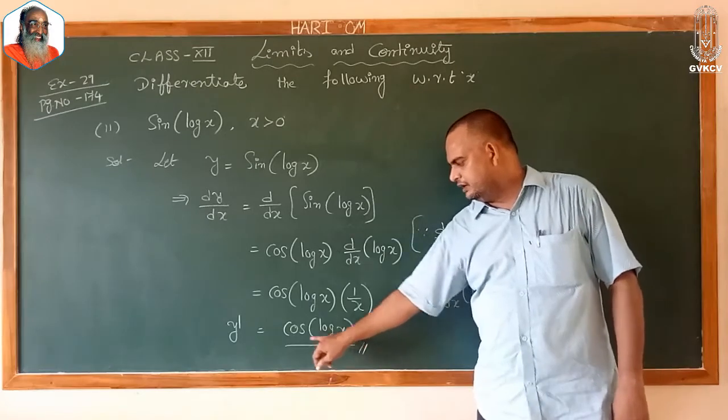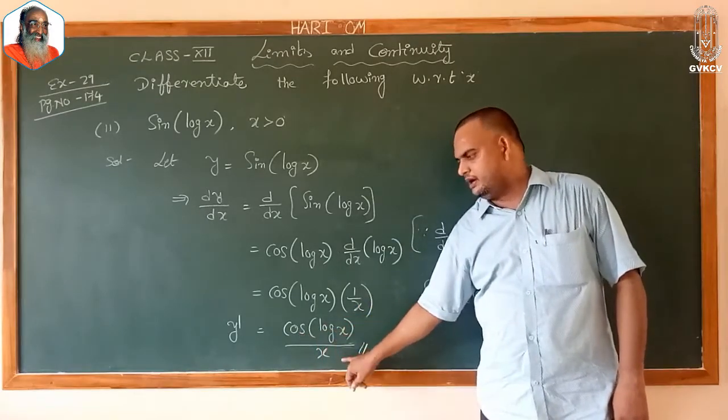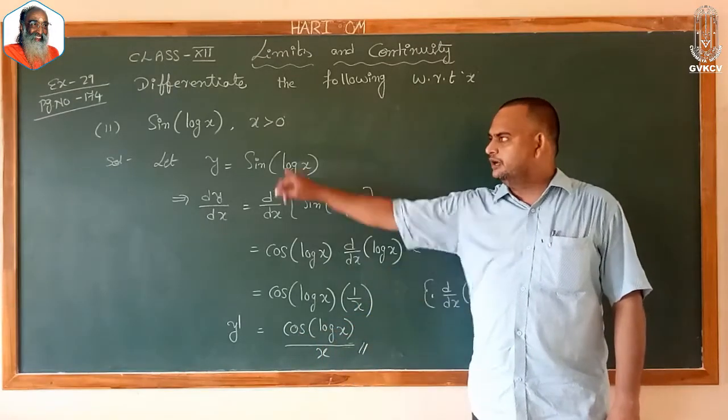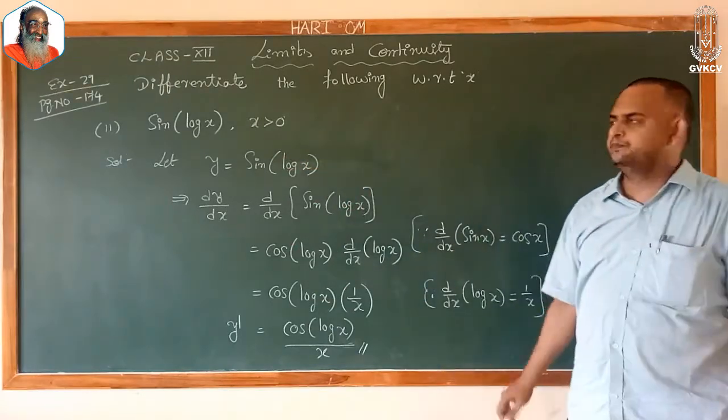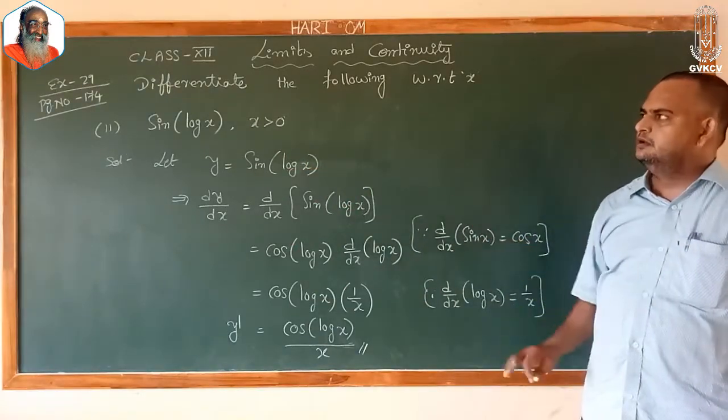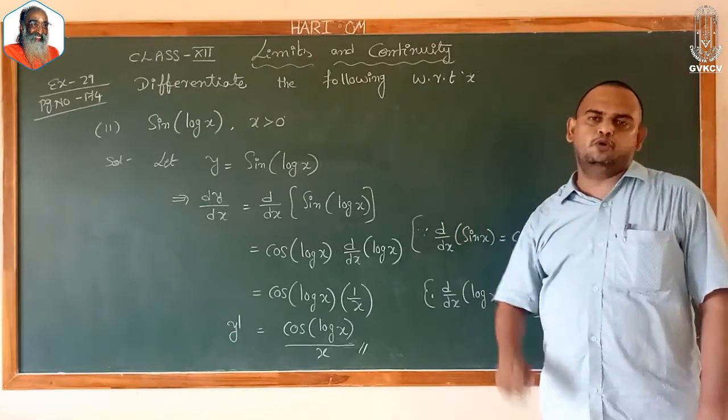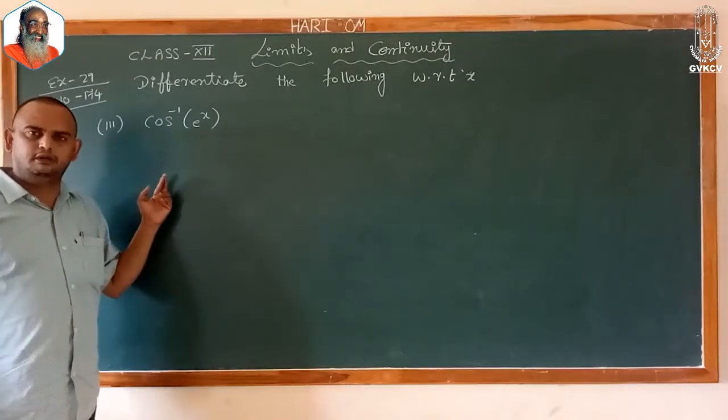So finally what we have? Cos of log x by x. This is the final derivative of the given function. This is about example number 29, second problem. Let us come to problem number 3.